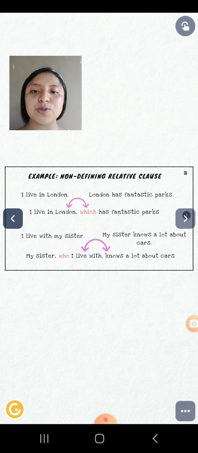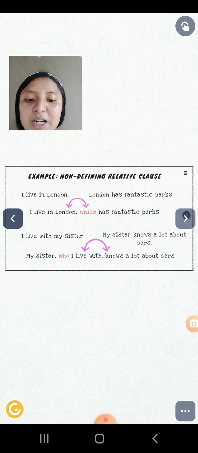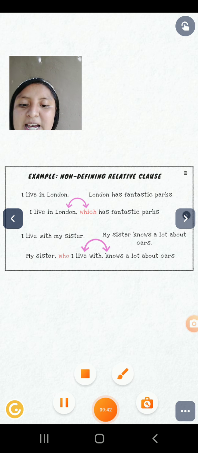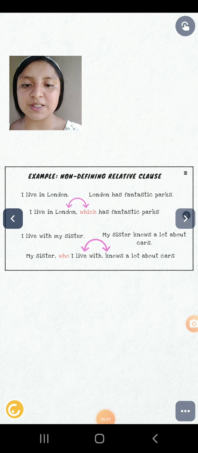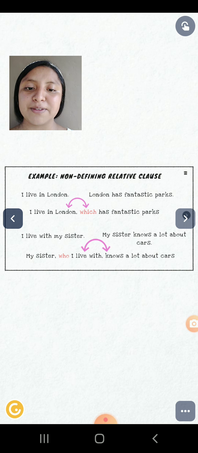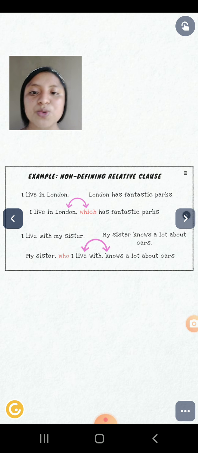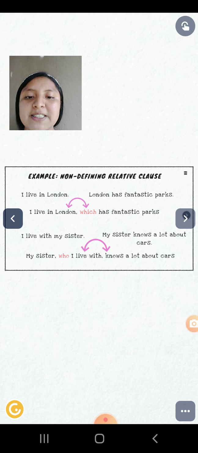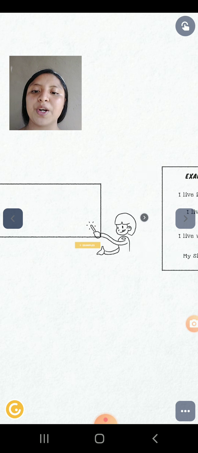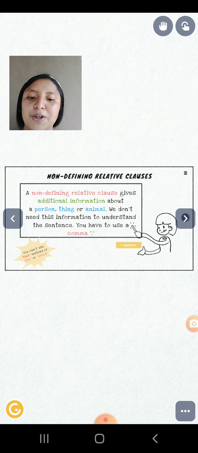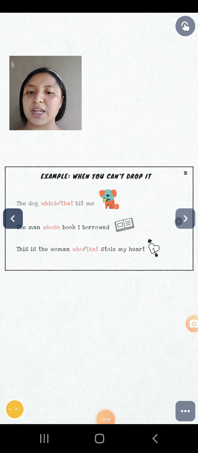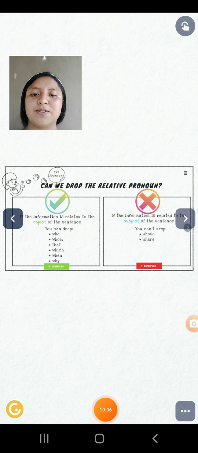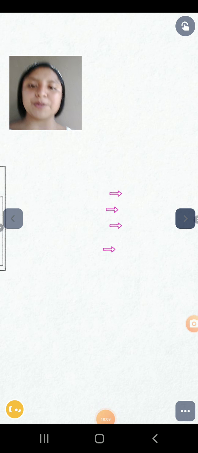Okay, so just to summarize what we have learned, remember that we use the non-defining relative clauses to provide additional information, and then defining relative clauses are to give essential information, as we were studying here, the cases when we cannot drop it. Okay, so remember about that.